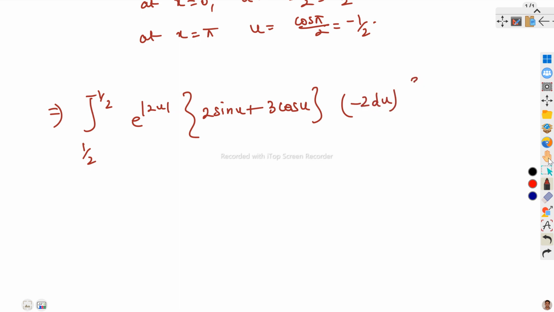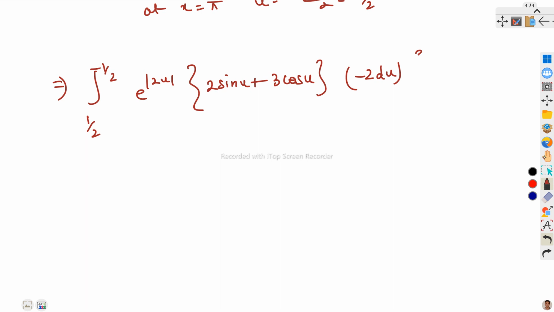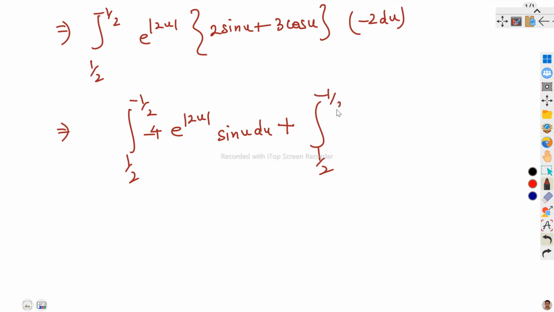So again, we can write this integral as the sum of two integrals. This can be written as the integral from 1 upon 2 to minus 1 upon 2 of e raised to power mod 2u times minus 4 sin u du, plus the integral from 1 upon 2 to minus 1 upon 2 of minus 6 e raised to power mod 2u cos u du.